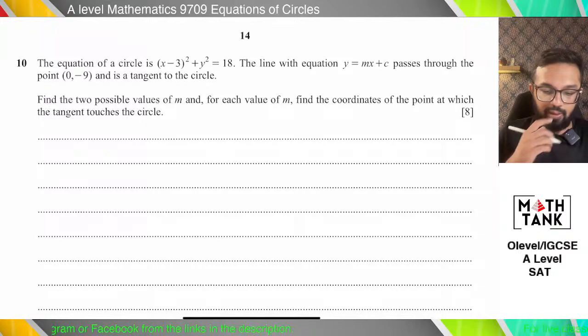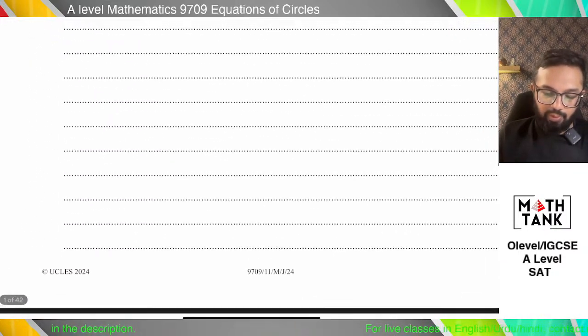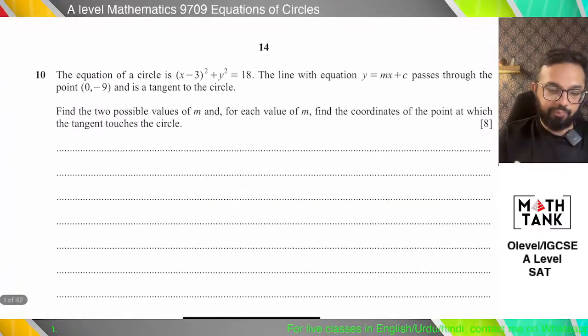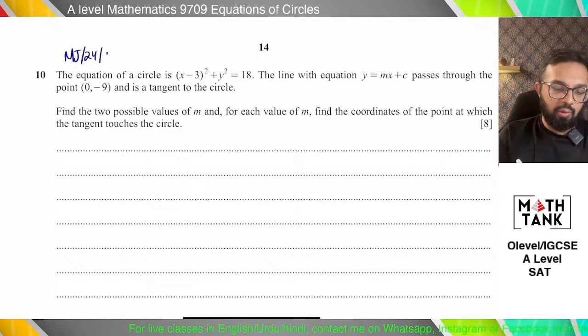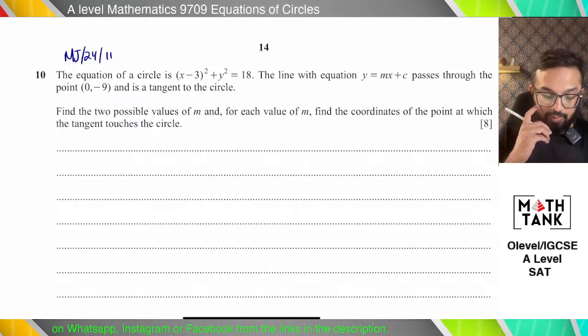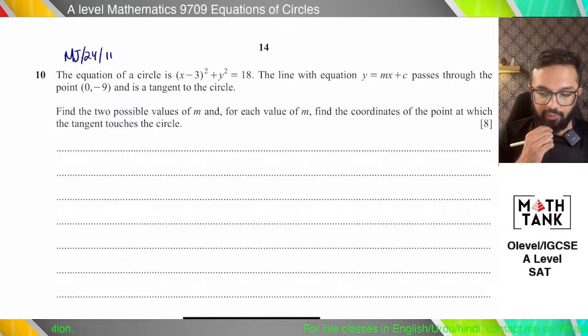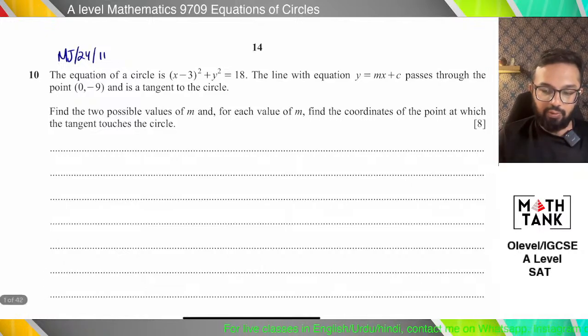Okay, let's begin. This is the first question, from May/June 24, paper 1. The equation of a circle is (x − 3)² + y² = 18. The line y = mx + c passes through the point (0, −9) and is a tangent to the circle. Find the two possible values of m. For each value of m, find the coordinates of the point at which the tangent touches the circle.